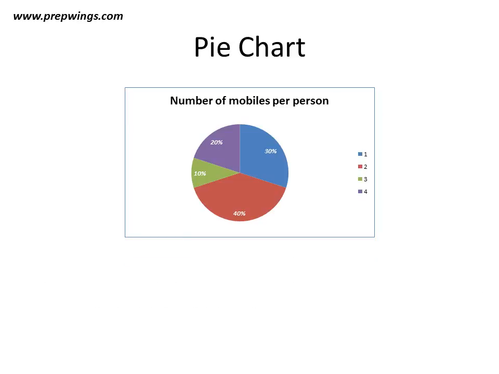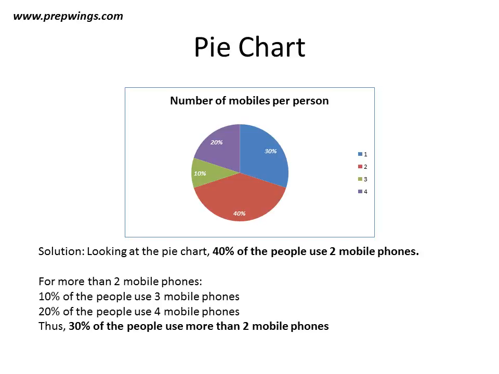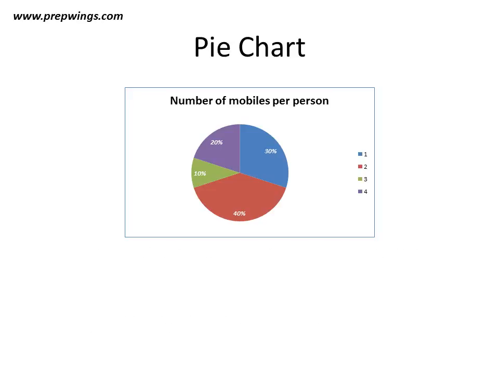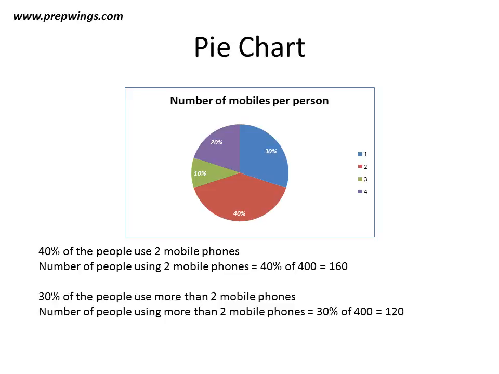Now in this pie chart 40% of the people use two mobile phones, and for more than two mobile phones, which is 3 and 4 mobile phones, 10% of the people use 3 mobile phones and 20% of the people use 4 mobile phones. So in all 30% of the people use more than 2 mobile phones, which is 10 plus 20. Now 40% of 400, because the data is about 400 people, which is the number of people using 2 mobile phones, is 160, and 30% of 400, which is the number of people using more than 2 mobile phones, is 120.